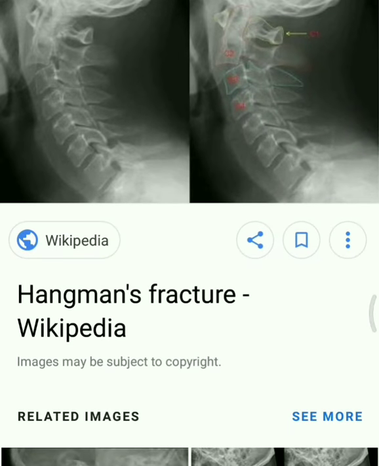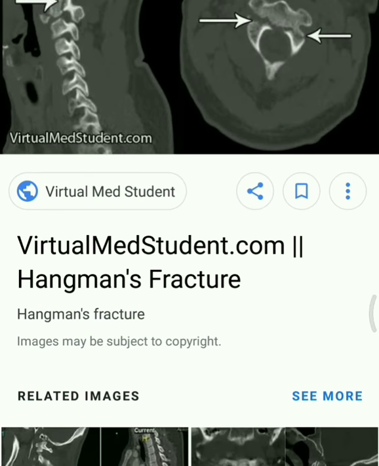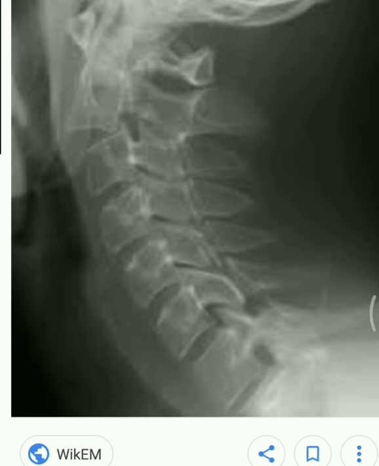Now I will discuss hangman's fracture. This is the hangman's fracture: fracture of the pedicles or pars interarticularis of the C2 vertebra. Spondylolysis of C2 is the cause, with spondylolisthesis of C2 over C3. So spondylolysis is fracture of the pedicle or pars interarticularis, and spondylolisthesis is slippage of one vertebral body over another vertebral body.